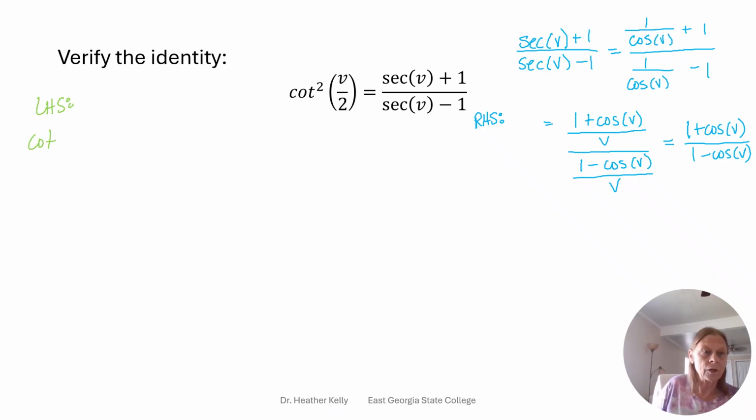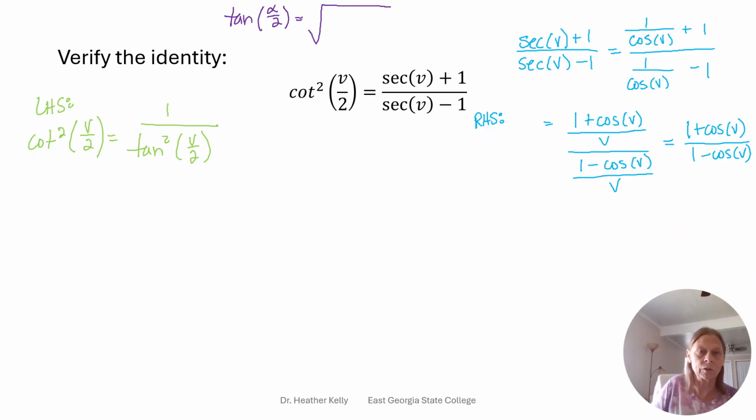Well, first off, we know that cotangent squared v over 2 is equal to 1 over tangent squared of v over 2, right? So the tangent of alpha over 2, which I haven't written down anywhere here, let me just write it down, is equal to the square root of, plus or minus, right? But when we're doing this, you always assume plus. The square root of 1 minus cosine alpha over 1 plus cosine alpha.